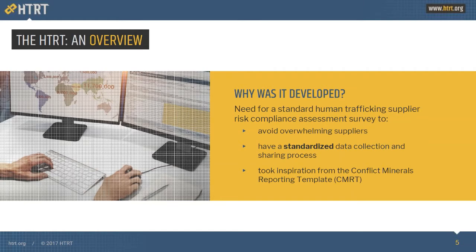So on the one hand, the HTRT has been developed to avoid overwhelming suppliers in this way and to have a standardized data collection and sharing process. Standardization is one of the first steps in being able to continuously track progress that a company is making, benchmark against what others are doing, etc. And I was earlier referring to the conflict minerals reporting template. It's fair to say that the HTRT was inspired by the conflict minerals reporting template, and so it does look quite similar, which we feel will greatly help in ensuring high response rates from suppliers.